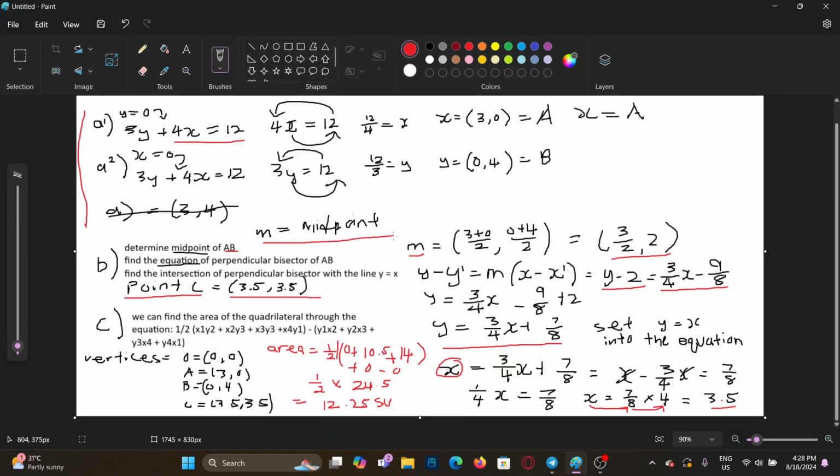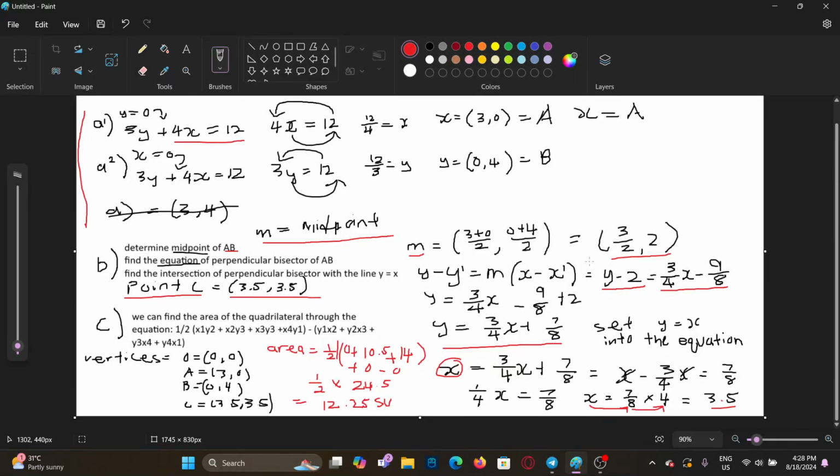So M equals the midpoint, so M equals (3 plus 0) over 2 and (0 plus 4) over 2. So the AB midpoint equals (3 over 2, 2). The equation for the perpendicular bisector of AB uses the formula y minus y1 equals m bracket x minus x1. We substitute this into the equation so that we can get the perpendicular bisector of AB.